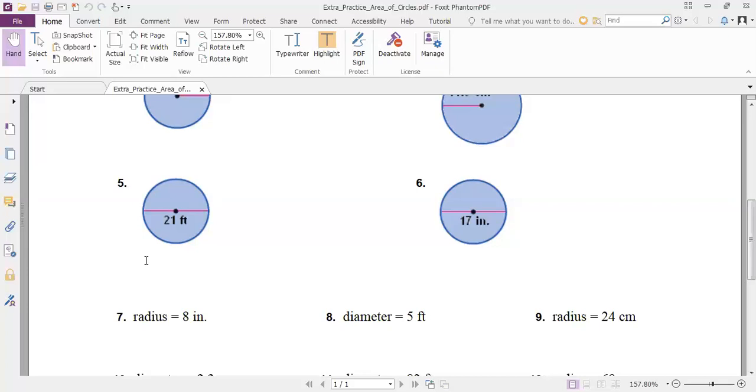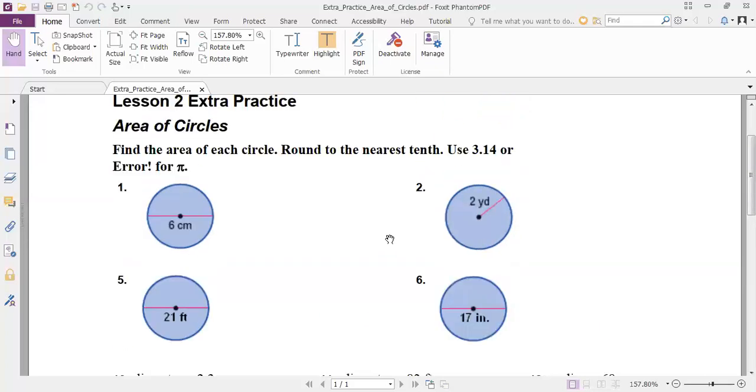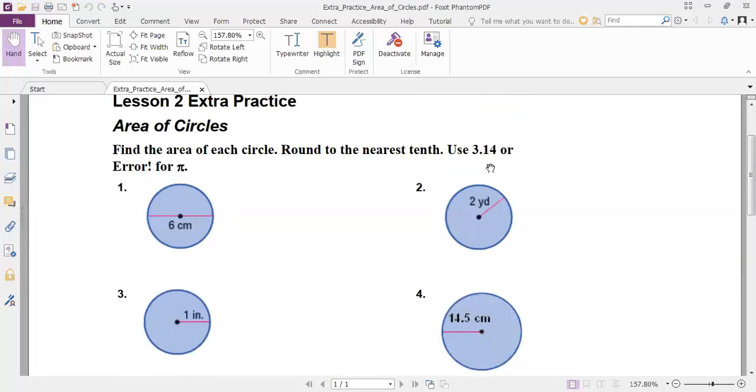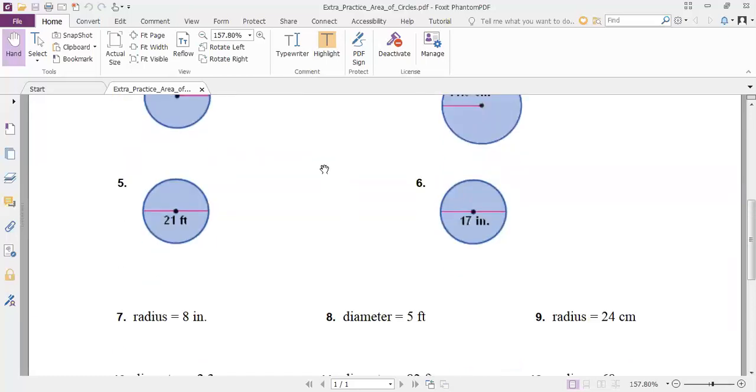We will write pi. Do you know pi? We said that before. Pi is equal to 3.14 or 22 over 7. So he gives me the diameter here, which is equal to 21. I must divide this over 2. 21 divided by 2 gives me 10.5.